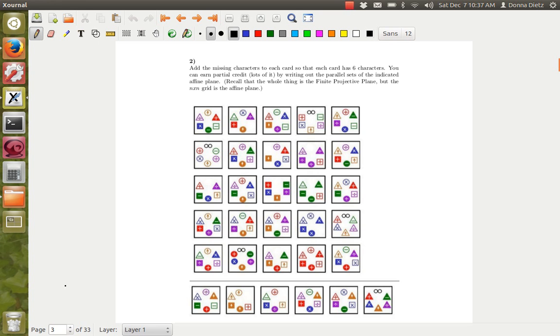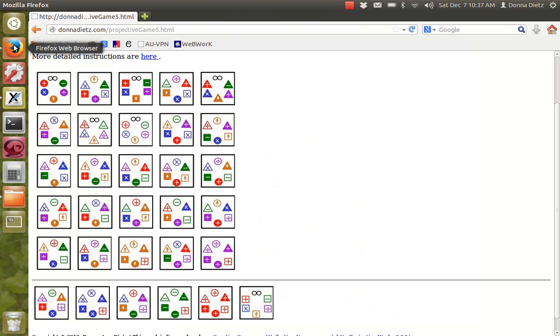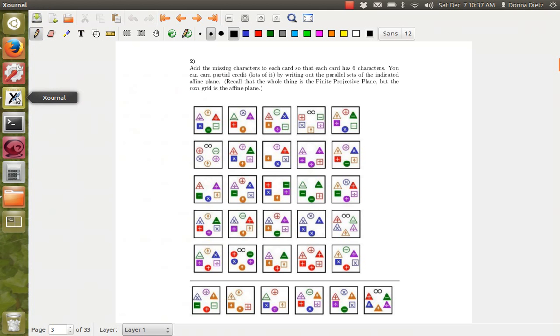So here we have this puzzle to fill in the missing symbols in the finite projective plane. Let me just show you what the whole thing looks like. Here's one example of what it would look like if you have all the pieces. And so if we look back here, for example, we have a certain collection.